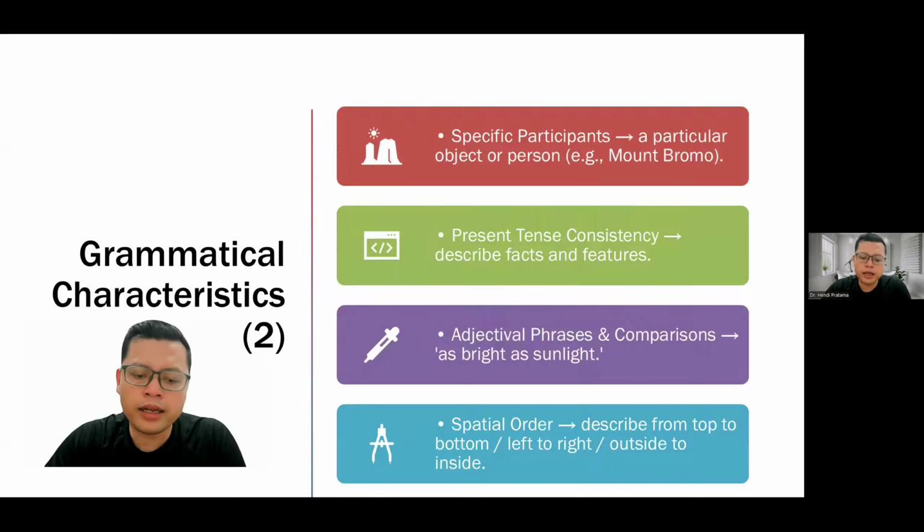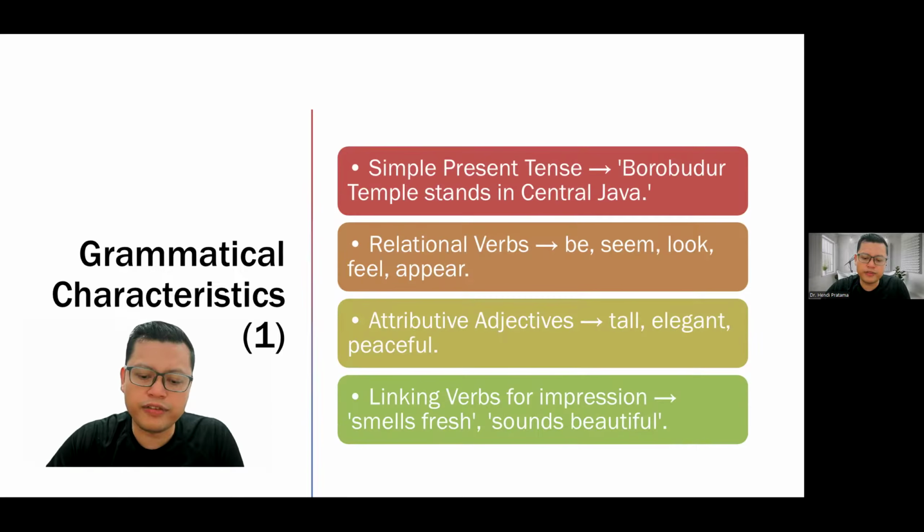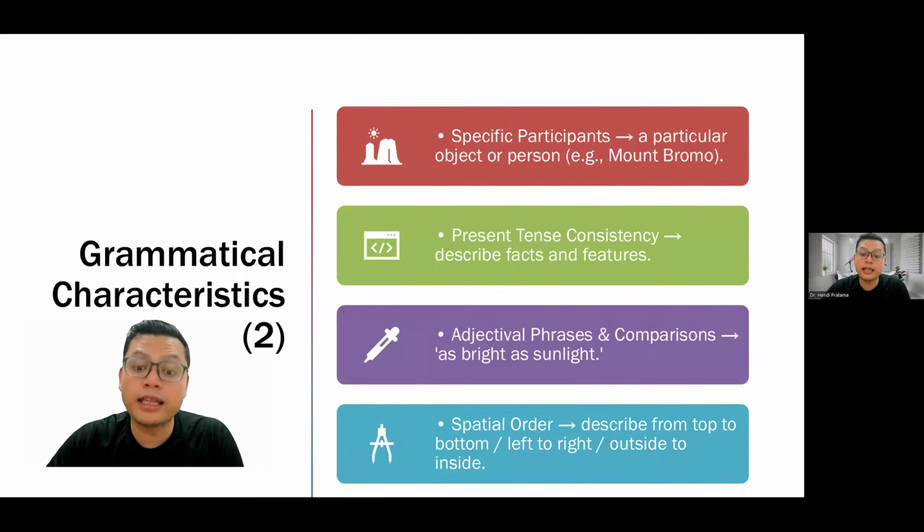Okay. And then grammatical characteristics. The grammatical characteristic number two here is the continuation of the previous one. This is part one: one, two, three, four. Simple present tense, relational verbs, attributive adjectives, and linking verbs for impression. And then we continue with grammatical characteristic part two, specific participants. For example, a particular object or a person.